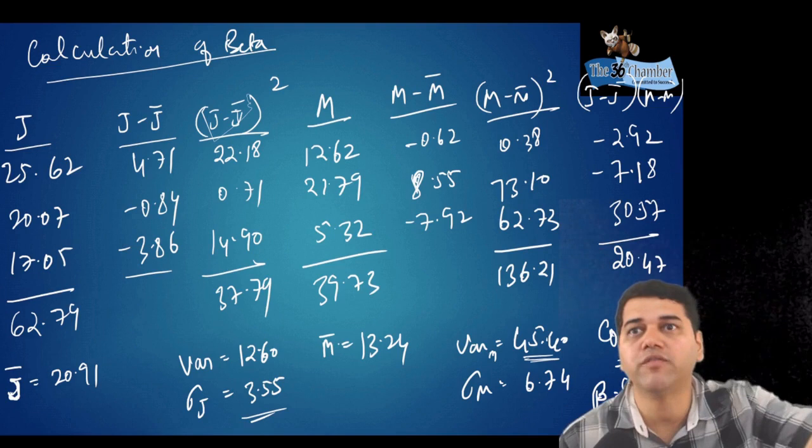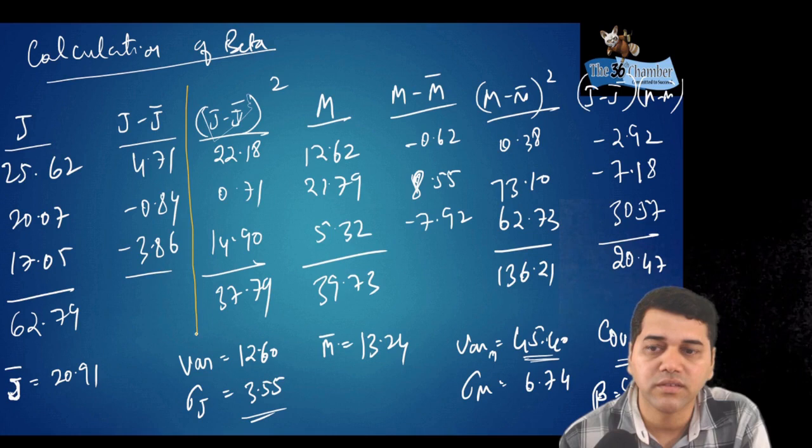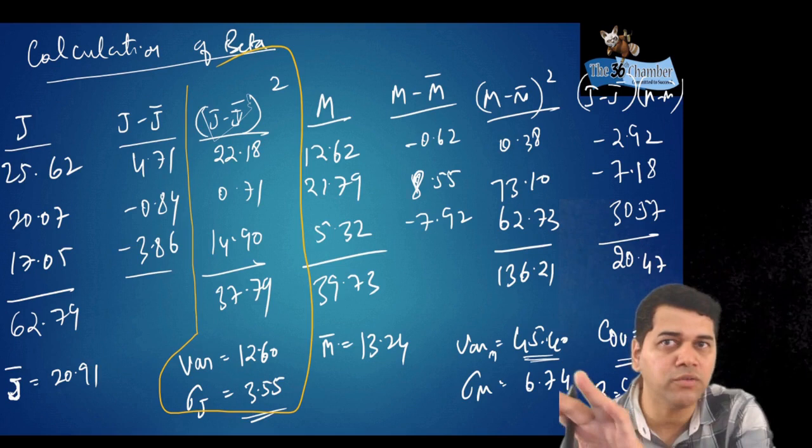Why do you want to calculate correlation? Then you can ask me, sir, if correlation was not required, then why on earth did you calculate this? Why was standard deviation of j required? Not required. That's what I'm trying to tell you. First, only that it is not required.